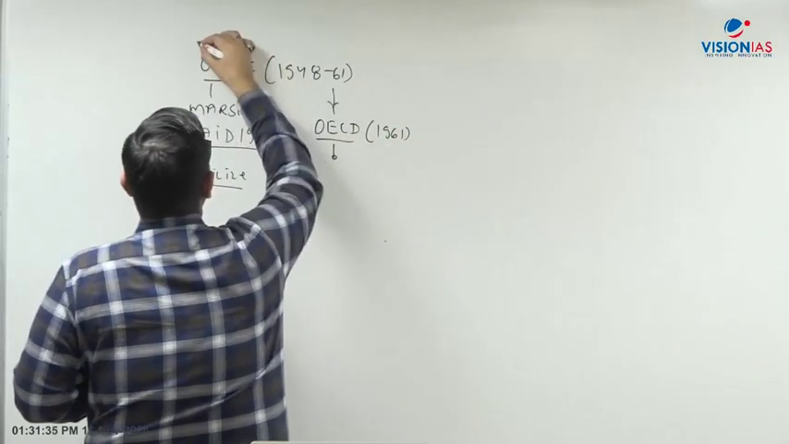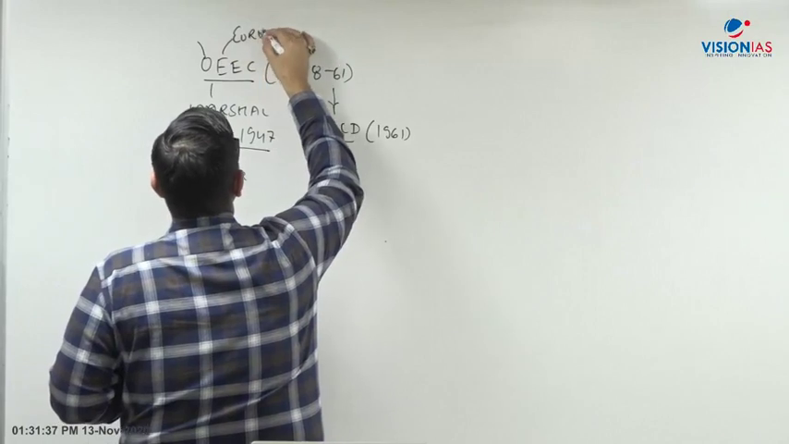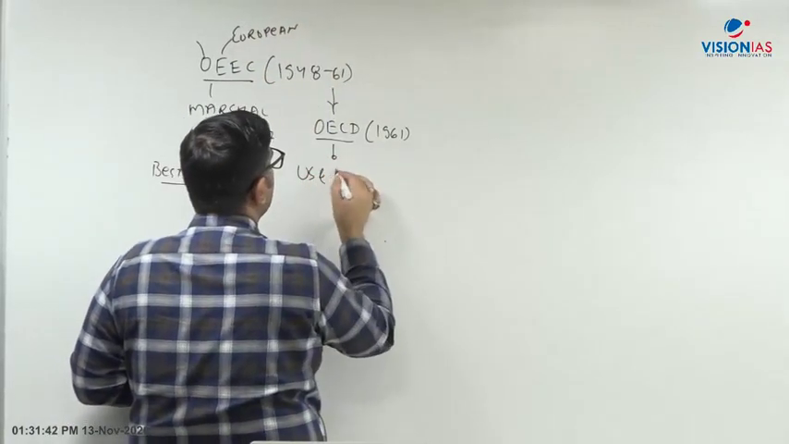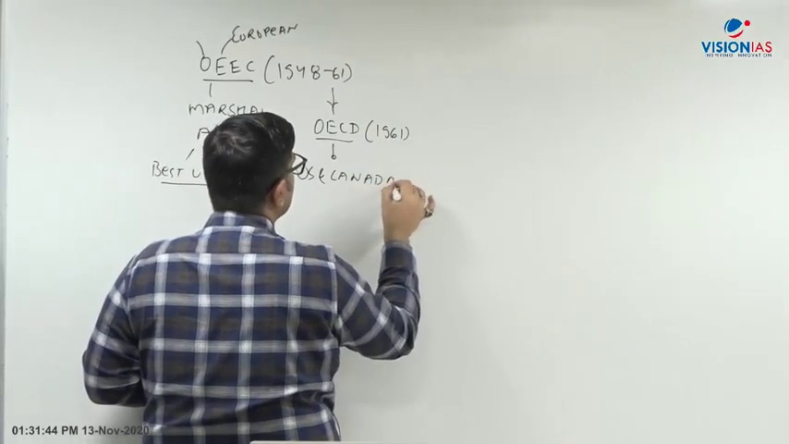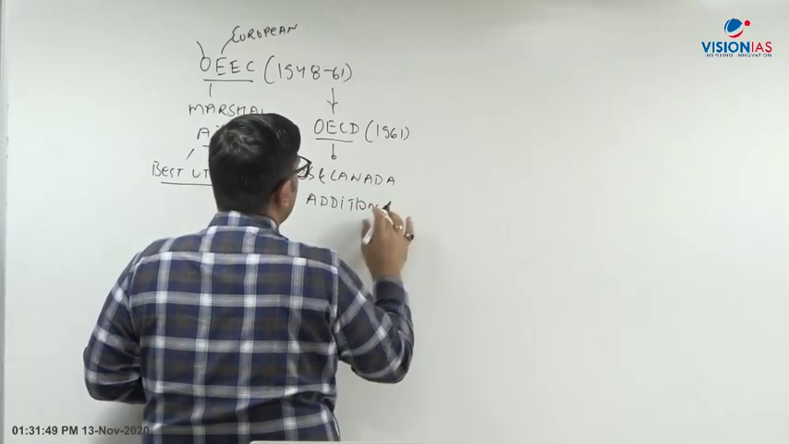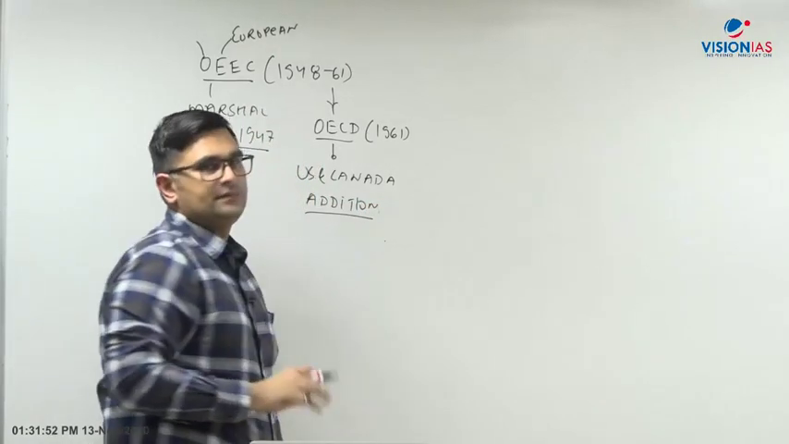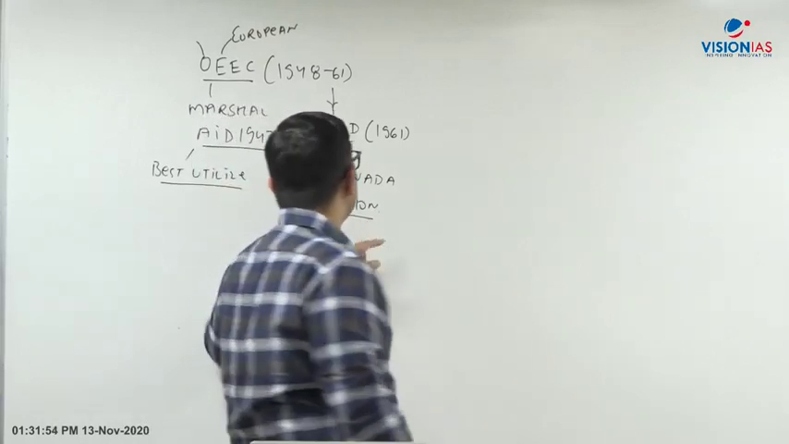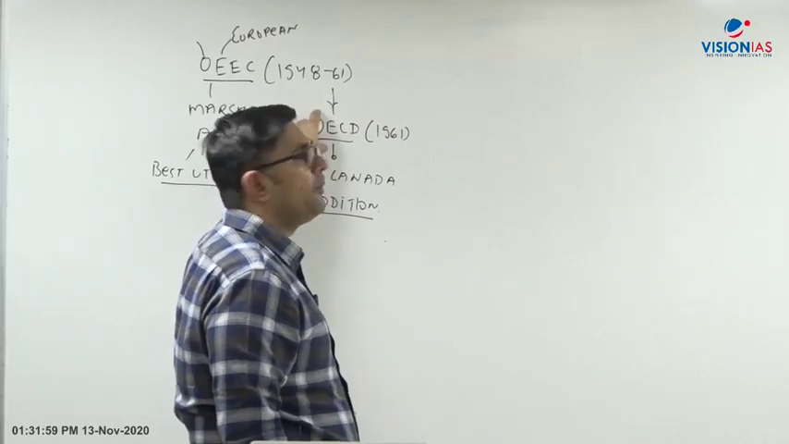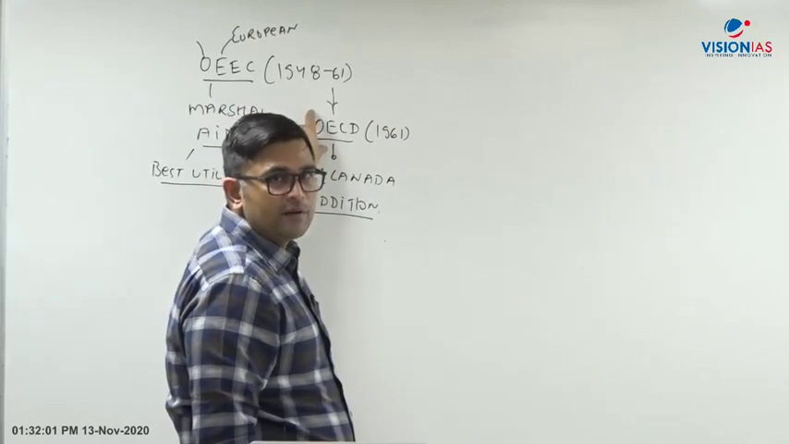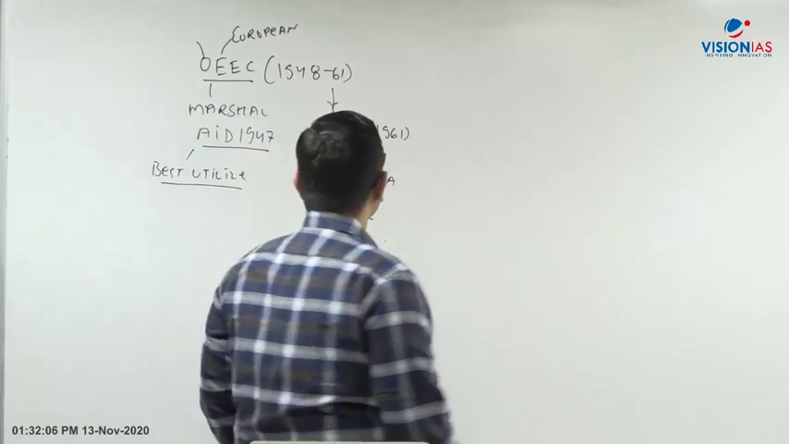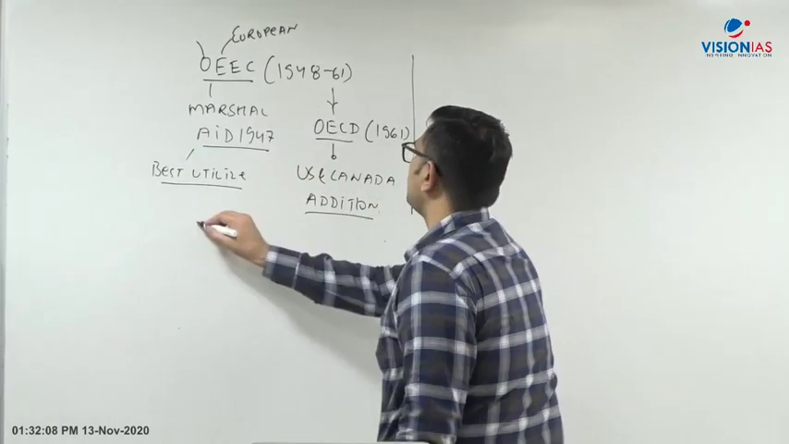When your US and Canada entered, the OEEC got converted into OECD. When the US and Canada were added to the OEEC, it became the Organization for Economic Cooperation and Development, OECD, which today you read about in your current affairs. That is how your world history is relevant to current affairs. Anyways, after this we discussed what?